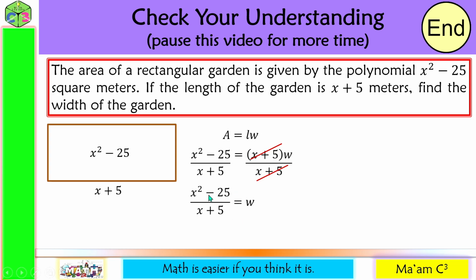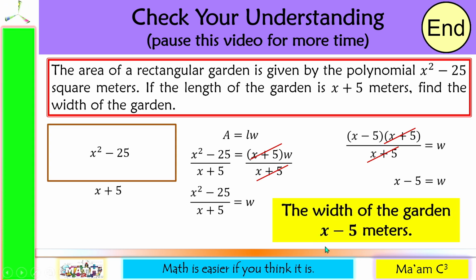This is a perfect square, and 25 is also a perfect square. So it means this one is a difference of two squares, and we have factors for that, x minus 5 and x plus 5. Now you can see that we have common factors, and that is x plus 5. Let us cancel them. So width is equal to x minus 5. It means the width of the garden is x minus 5 meters.